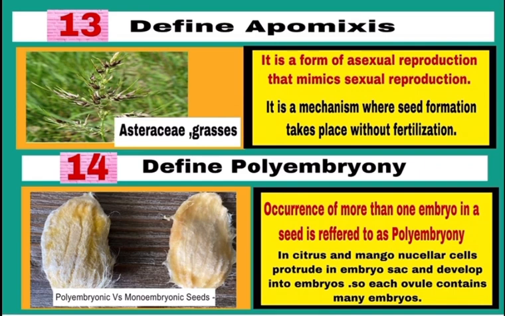Normally one seed में one embryo होता है but the occurrence of more than one embryo in a seed is called polyembryony and it can be seen in mango and citrus fruits. See the diagram of mango seeds. The first diagram is showing the polyembryonic stage where many embryos are present and the second diagram is showing a monoembryonic seed which is having only a single embryo. What happens exactly? Nucellar cells protrude into the embryo sac and develop into embryos. So, each ovule contains many embryos and the condition is called polyembryony.